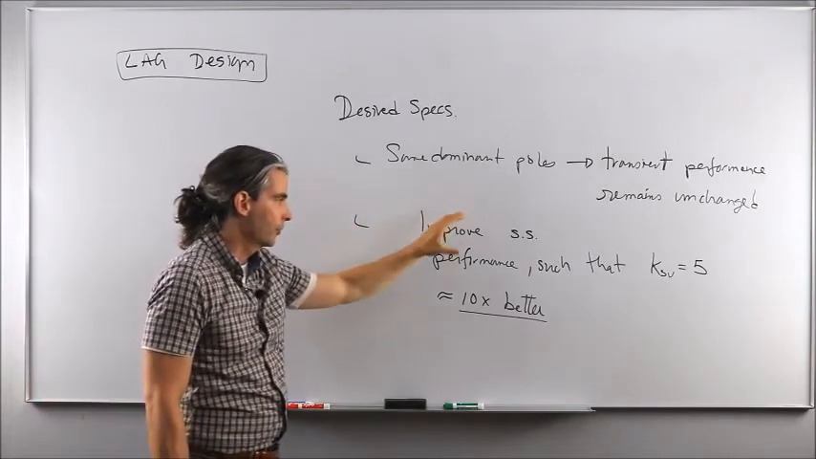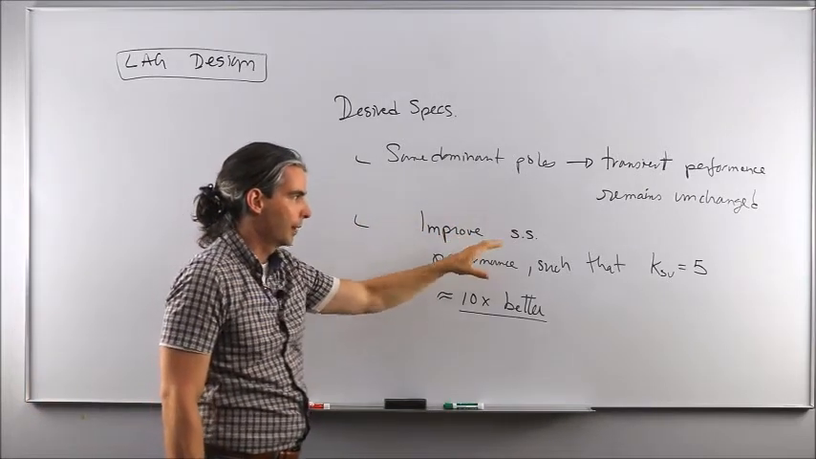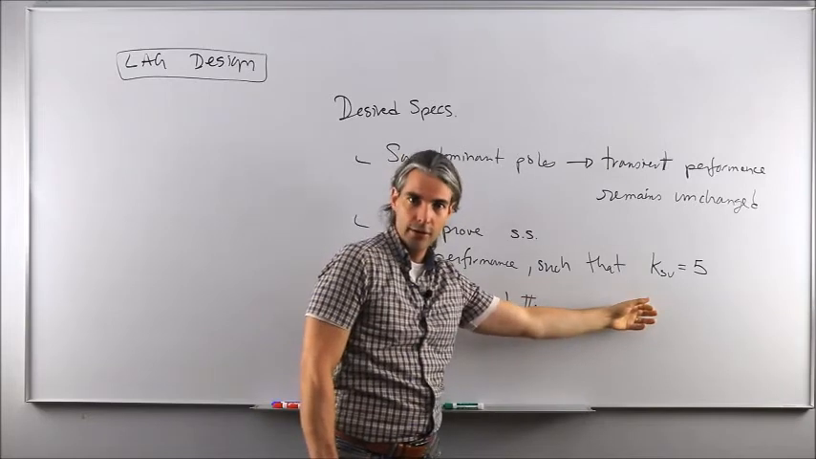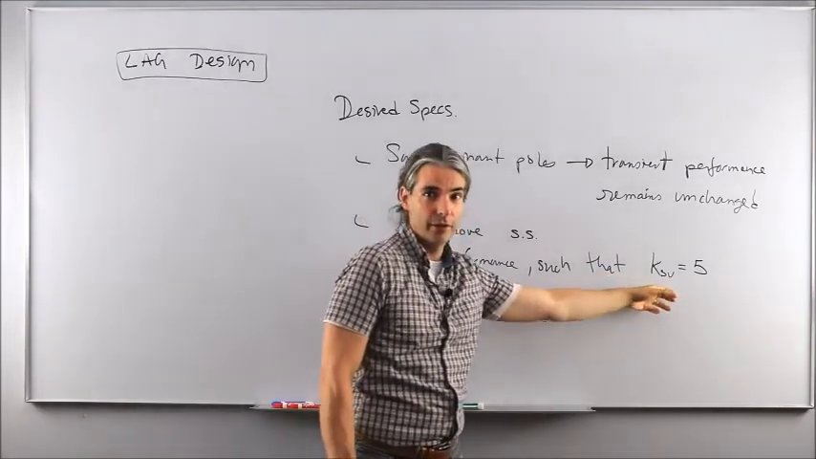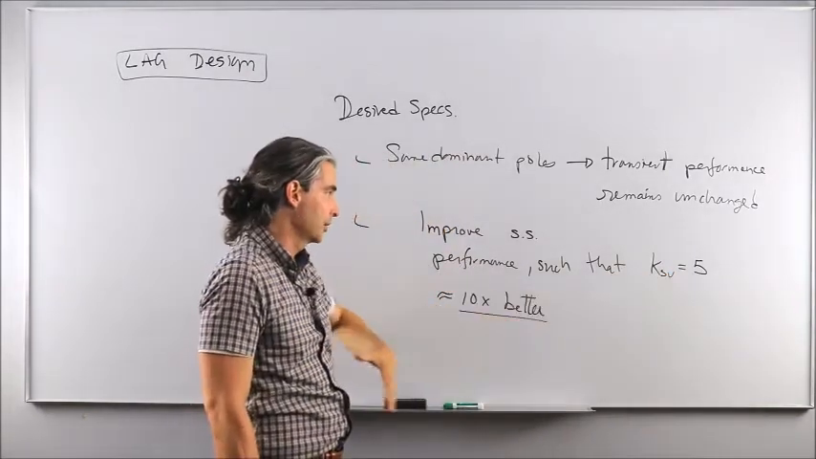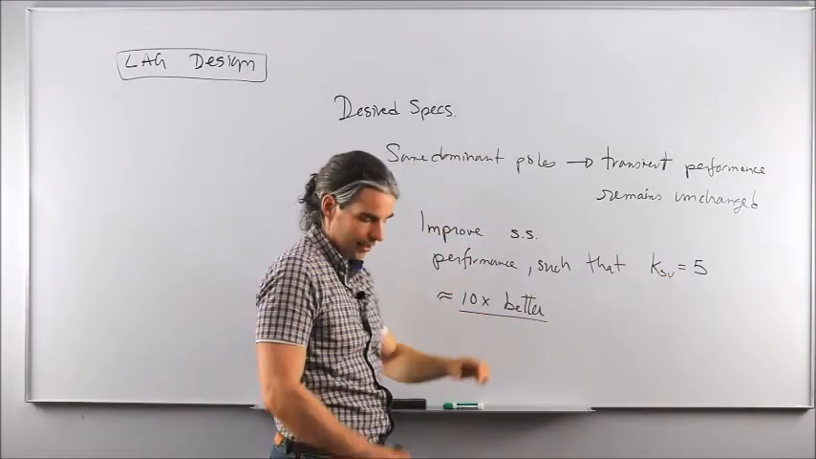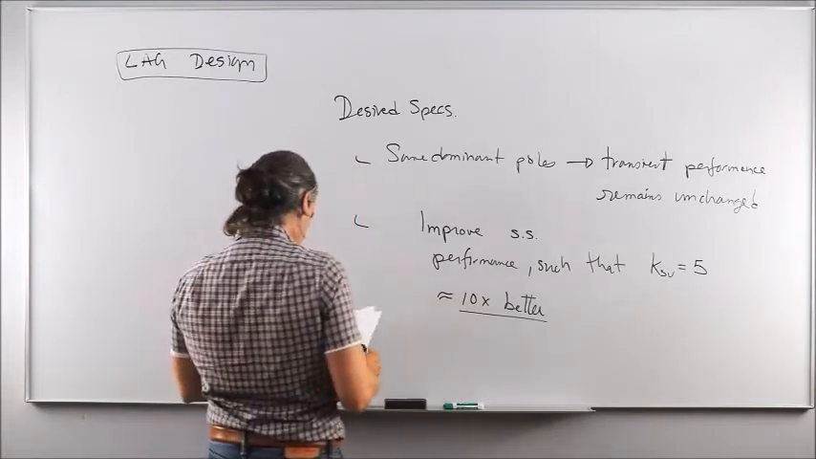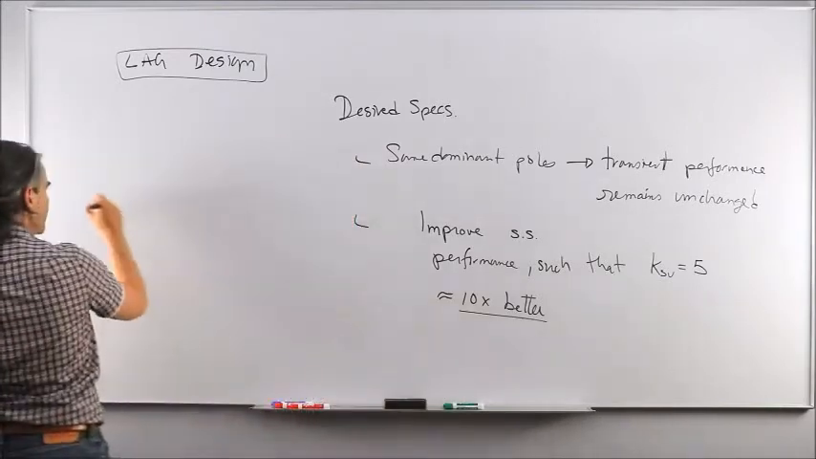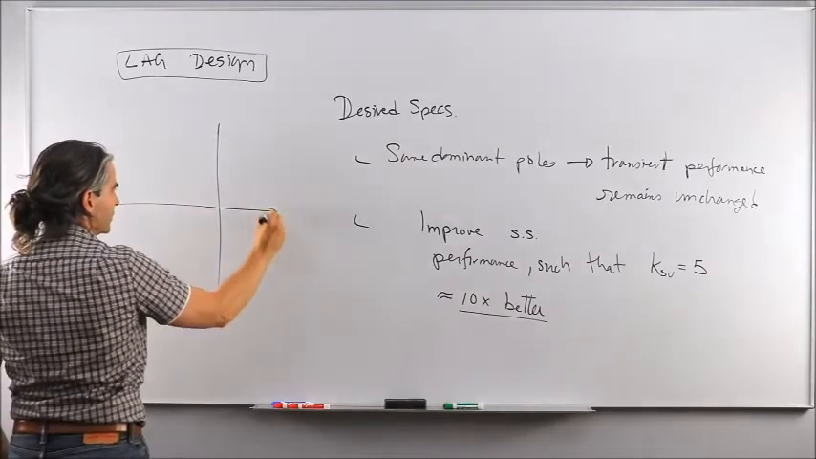Looking at the steady state performance we want to obtain compared to the ones we already had. We had KSV of about 0.5, but we want KSV of 5. So we need to improve KSV, or increase it, by a 10 time factor. Okay? So if you were to look at a current root locus, it would look something like this.